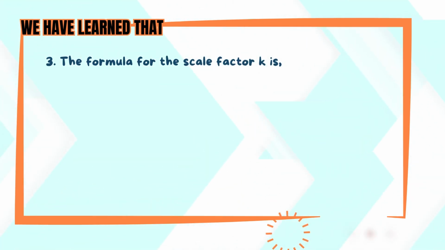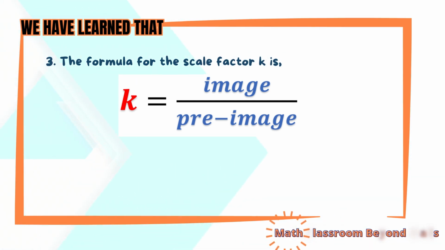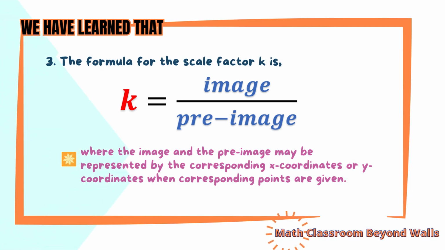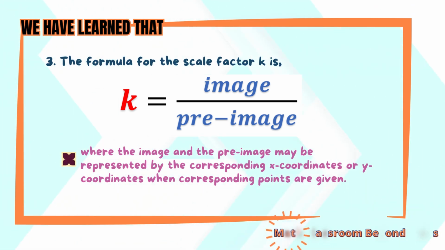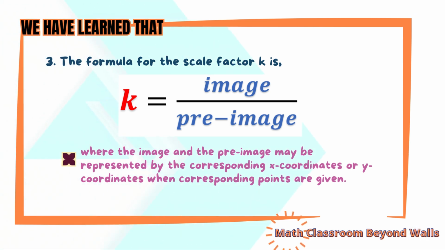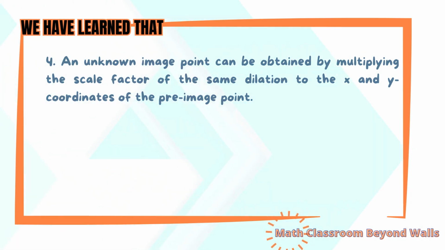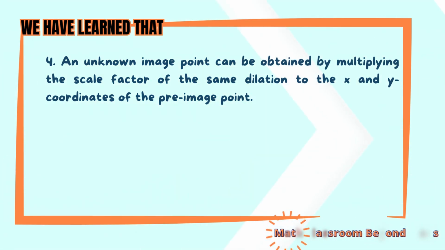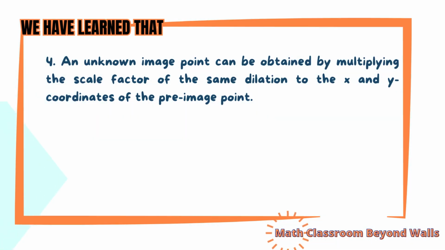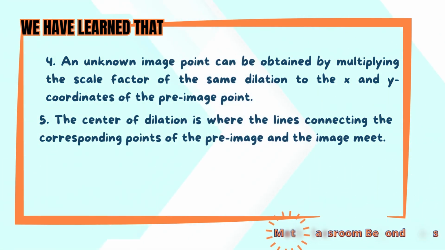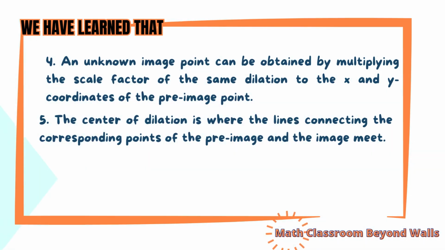Third, the formula for the scale factor k is equal to image over the pre-image, where the image and the pre-image may be represented by the corresponding x coordinates or y coordinates when corresponding points are given. Fourth, an unknown image point can be obtained by multiplying the scale factor of the same dilation to the x and y coordinates of the pre-image point. Fifth, the center of dilation is where the lines connecting the corresponding points of the pre-image and the image meet.